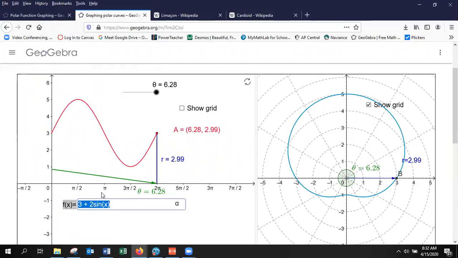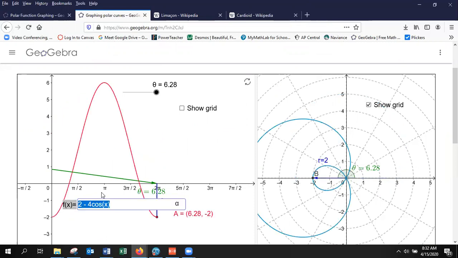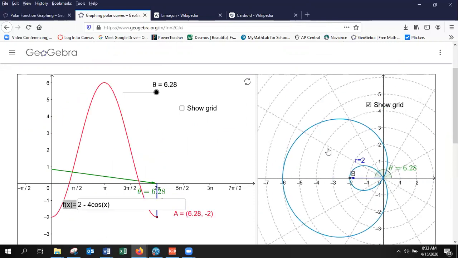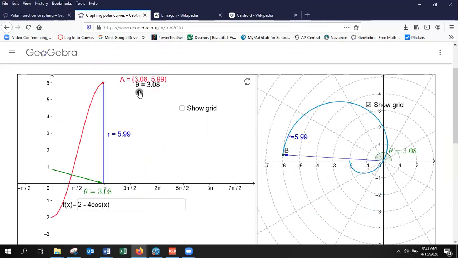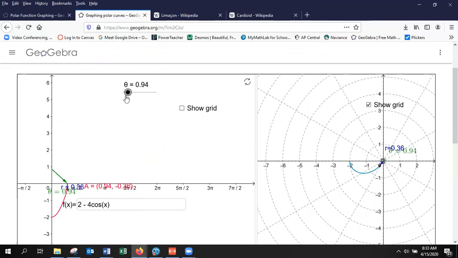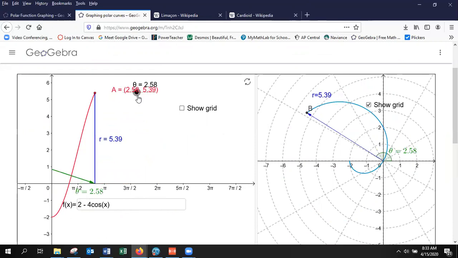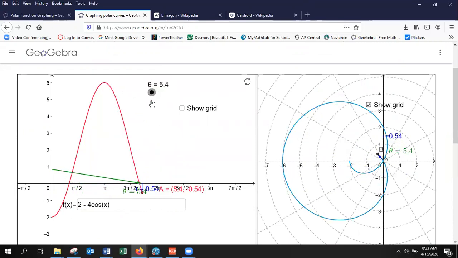But anyway, going back into the notes, let's look at our GeoGebra. If I graph 2 minus 4 cosine of x, as you can see, we do have that limacon with the loop. And by the way, that's the last one I'm going to do just by plotting points, because we're going to use our technology efficiently. Rectangularly, notice we had a negative radius here and we have a negative radius here. That negative radius is what's creating this inner portion of the loop.